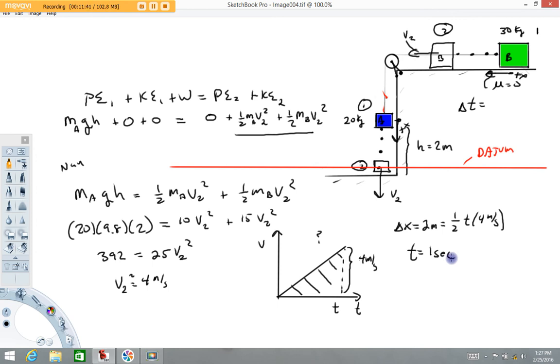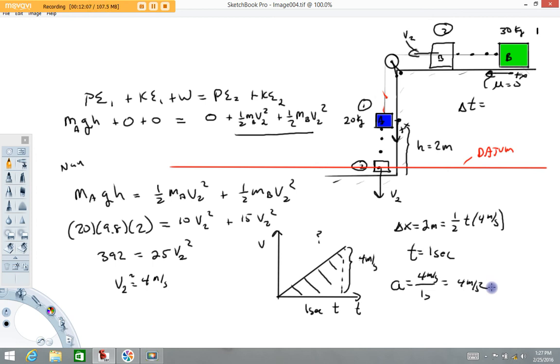And while I'm at it, we can also calculate the acceleration of mass A. Now that I have the velocity curve nailed down, the acceleration is the slope of your velocity, or delta v over delta t. In this example, that's going to be 4 meters per second over 1 second, or in other words, 4 meters per second squared.